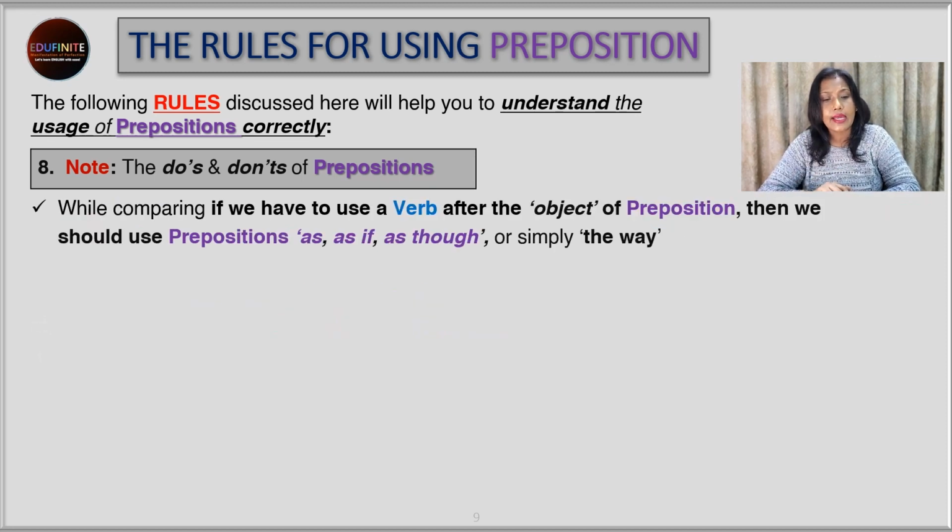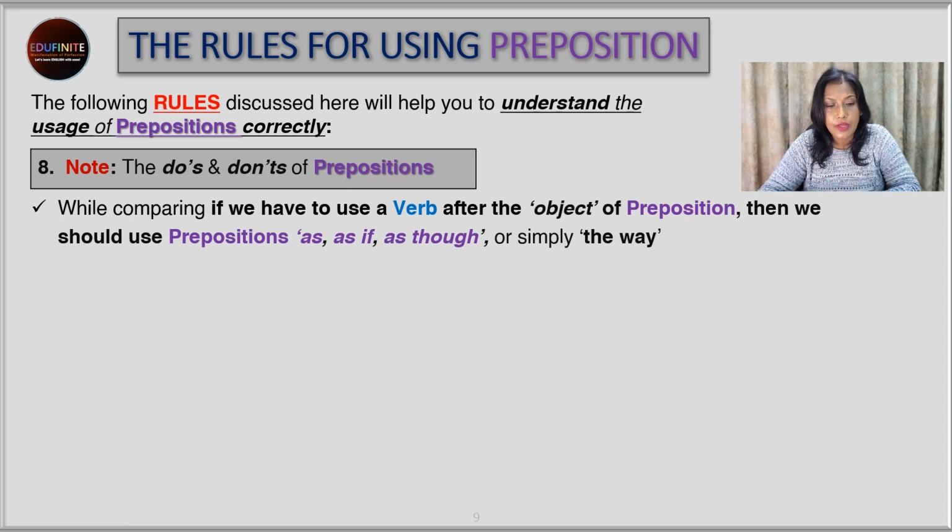Well, the next thing is, while comparing, if we have to use a verb after the object of the preposition, then we should use other prepositions. Which ones? We cannot use like then. We can use as, or as if, or as though, or simply the way.